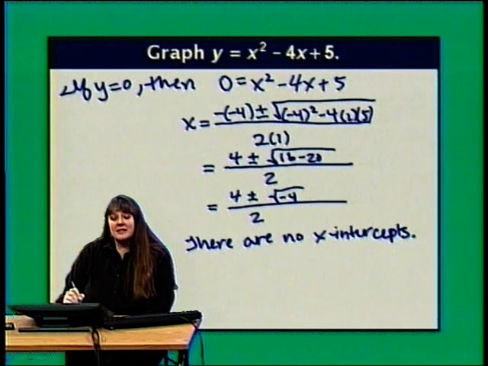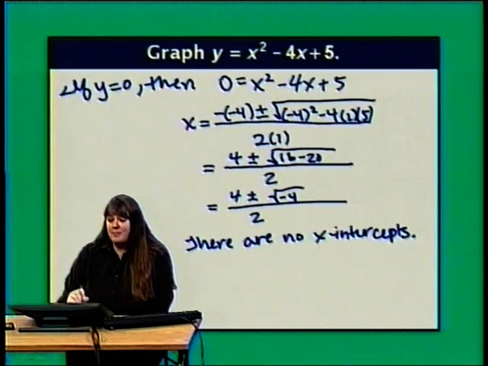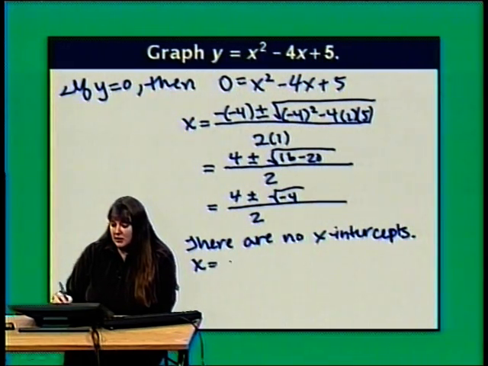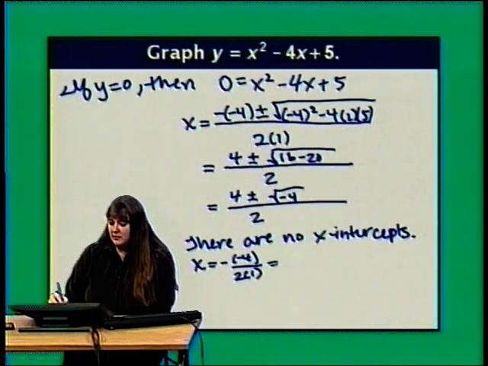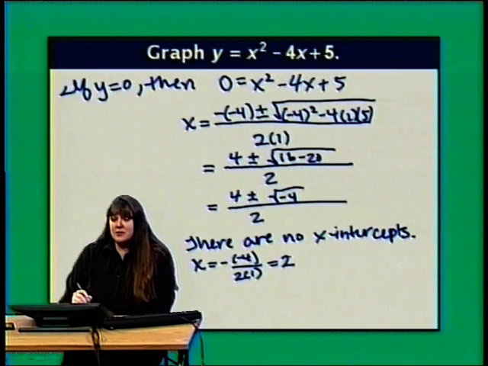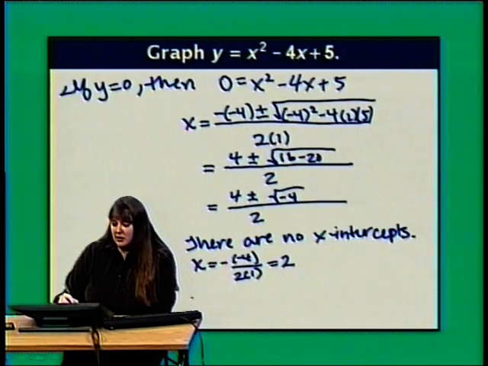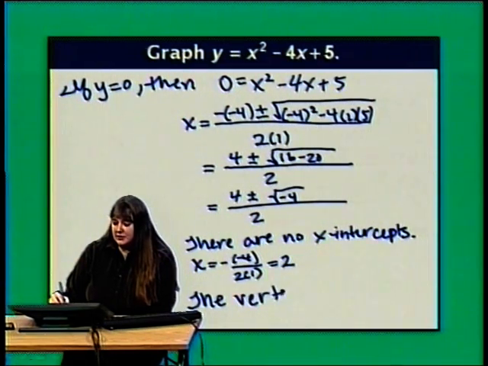Well, since I don't have the x-intercepts, let's think about the axis of symmetry and the vertex. Well, x is going to be minus b over 2a. So that's the opposite of negative 4 over 2 times 1. And that is positive 2. So my axis of symmetry is x equals 2, and I know that the x-coordinate of my vertex is 2. So the vertex has an x-coordinate of 2.